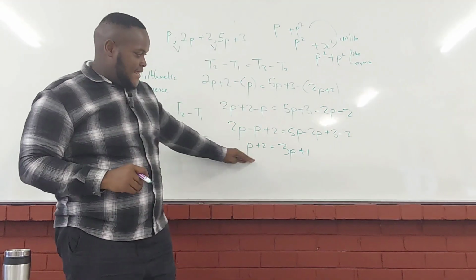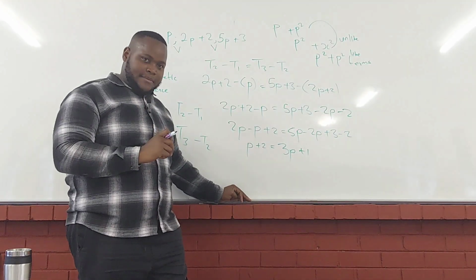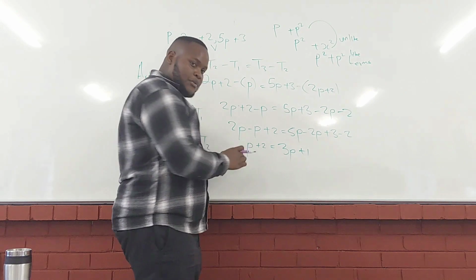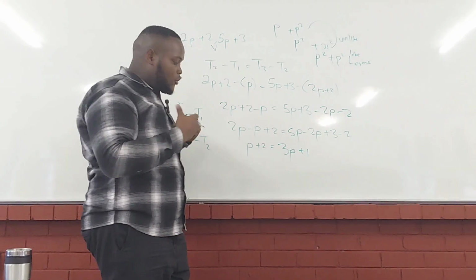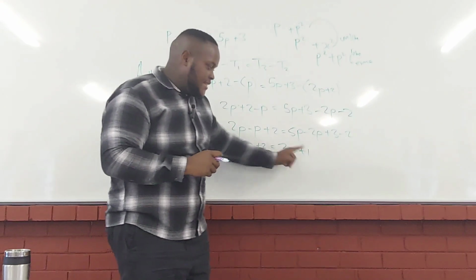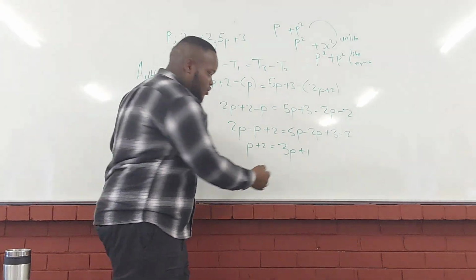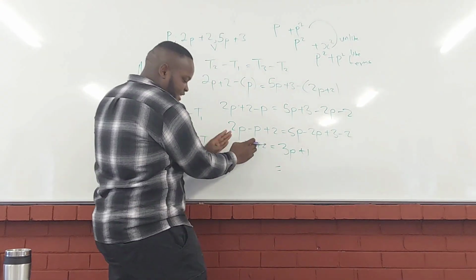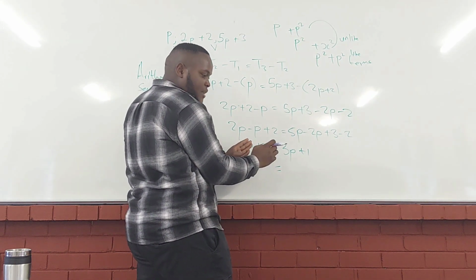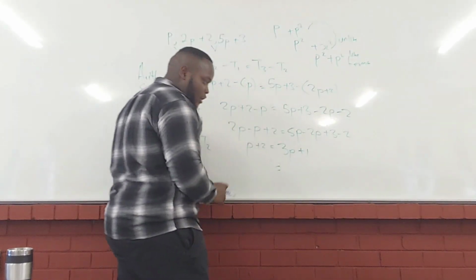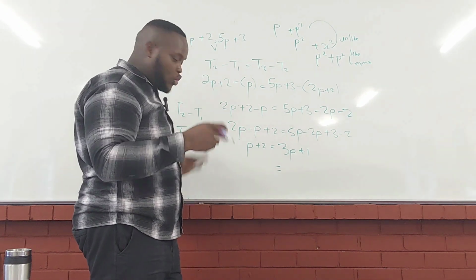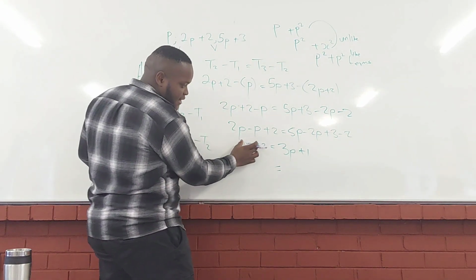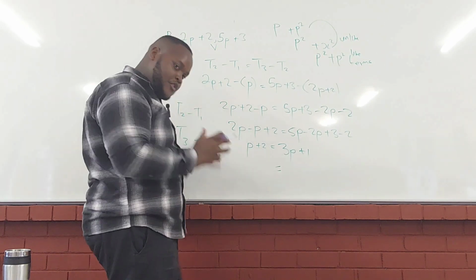Now when it's like this, I also have to group my like terms. I can choose to group the terms with p's on the left-hand side, then group the constants on the right-hand side. So I can choose to have p's on the left-hand side or p's on the right-hand side. But how do I group my like terms? I have a p here, I have a 3p there. Therefore, I have to group them.